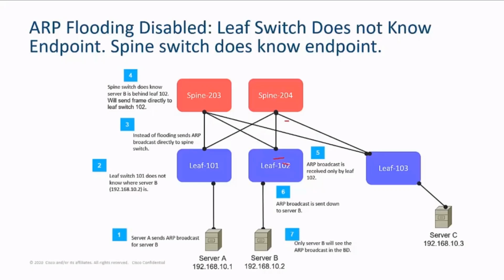I'm not going to do a packet walk for ARP flooding. So remember, you can turn ARP flooding on. It's similar to the packet walks when we covered unknown unicast flooding. So for ARP broadcast, we're going to use that same concept of F tags and bridge domain multicast addresses, those GIPO addresses.